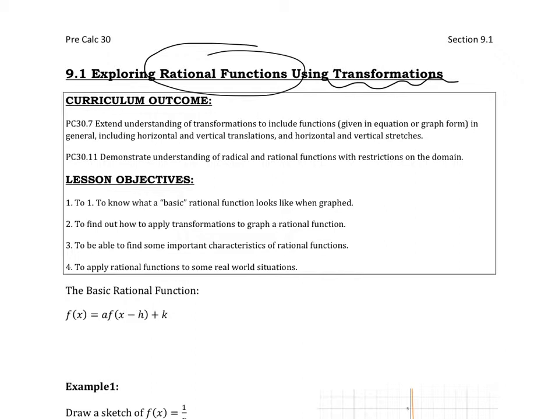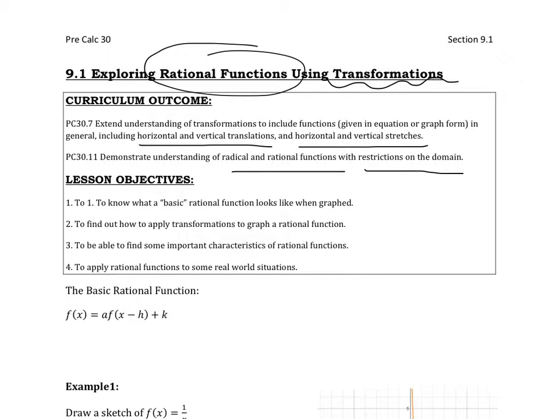Extend understanding of transformations to include functions given in equation or graph form in general, including horizontal and vertical translations and horizontal and vertical stretches. And demonstrate understanding of radical and rational functions with restrictions on the domain.